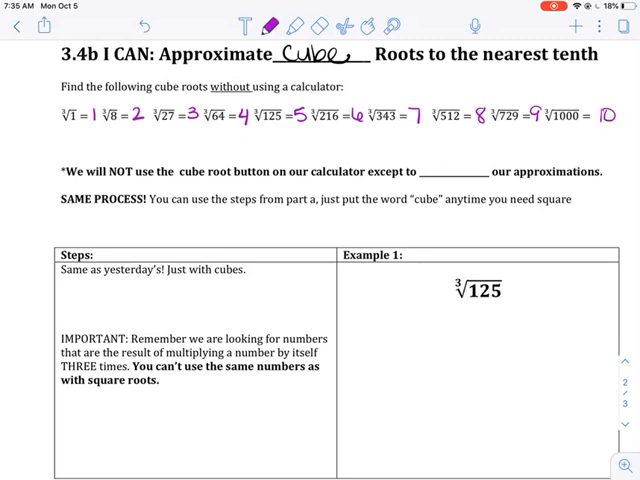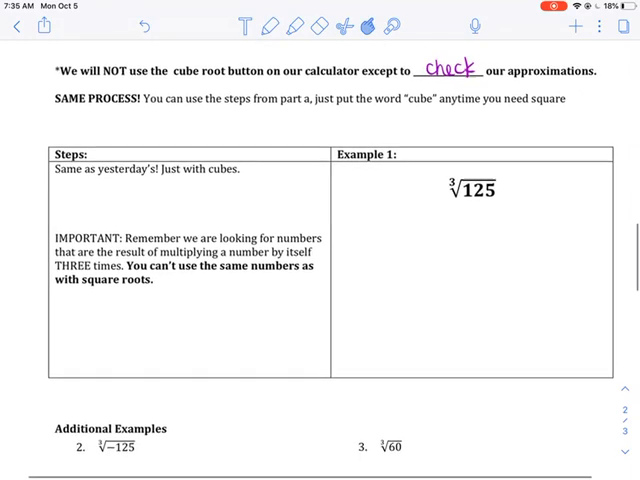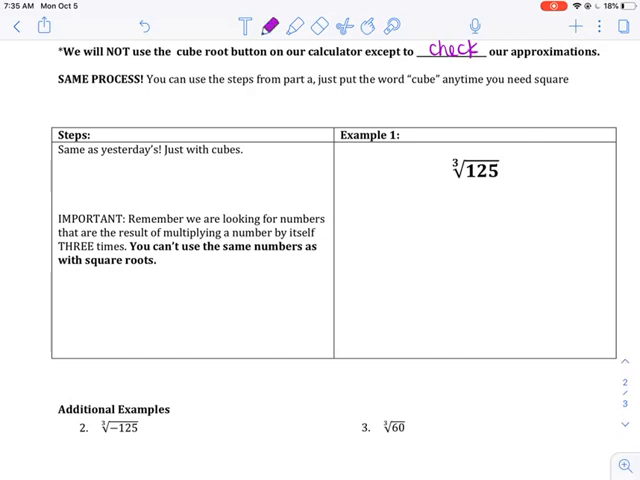Remember, we will not use the cube root button on our calculator except to check our approximations. The idea is that we can approximate this without having to use a calculator. And the process is the same as doing square roots, just be careful that you're not using the same numbers as square roots, because you want to find the number that multiplies itself 3 times to get the number inside.